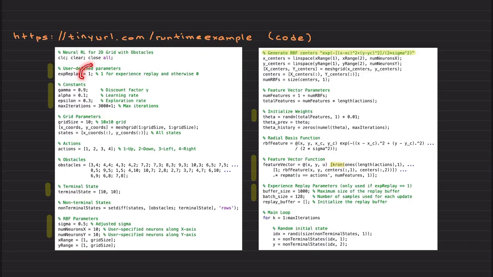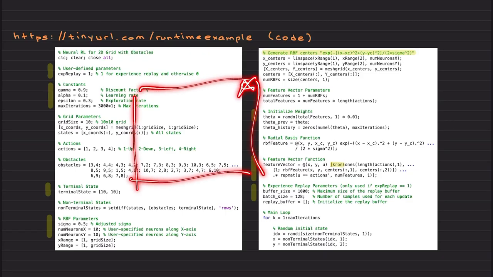This is a switch. If it is set to 1, then experience replay is on. If you set it to 0, then you turn off the experience replay. These are different settings for gamma, alpha, epsilon. I set the exploration rate to 0.3, which is 30%. It worked quite well in this example. And I usually choose 3000 for this example. You can increase or decrease it to see the effect. You can change the terminal state to see what's going on. Right now, the terminal state is located at 10, 10, which is this state of the environment.